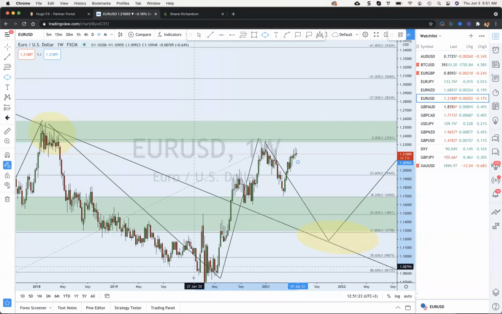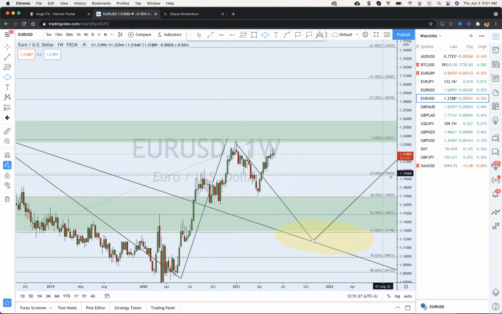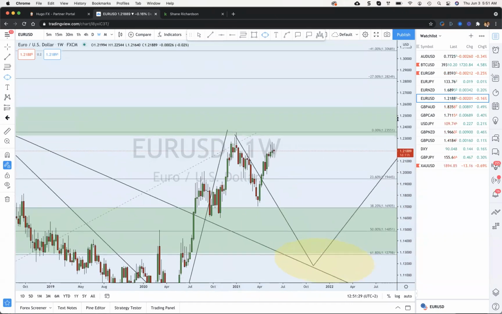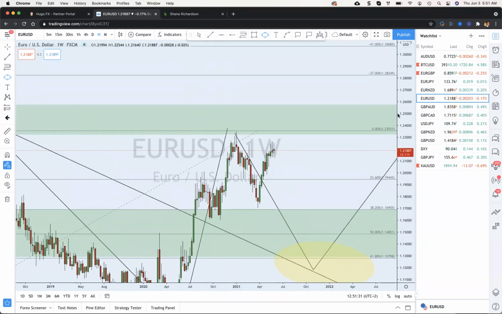Is that a morning star? I don't know what that is, you tell me. I'm going to look it up right now. I got an app that helps me. Yeah, don't worry about this coming down here. I'm talking about, what else do you see? What kind of pattern is this? It looks like a head and shoulders? Possibly, yeah, I can see that. But what else?